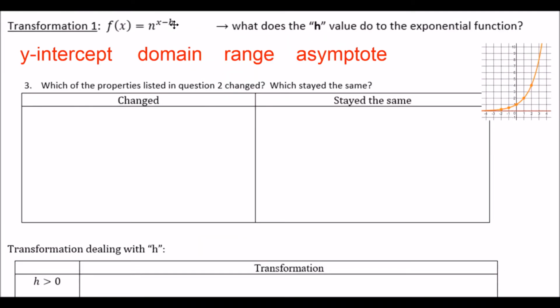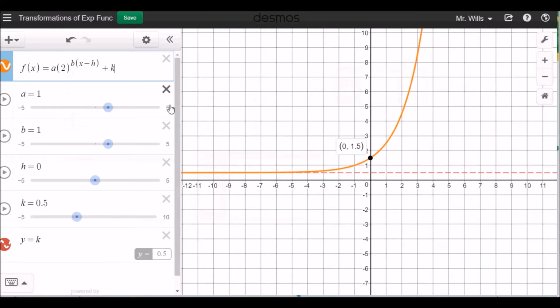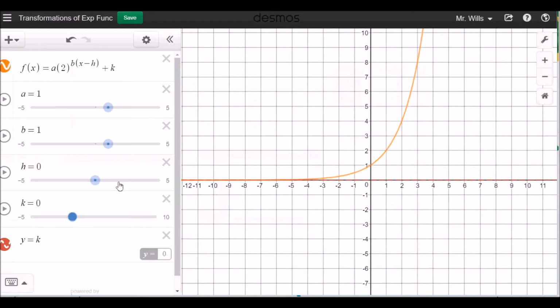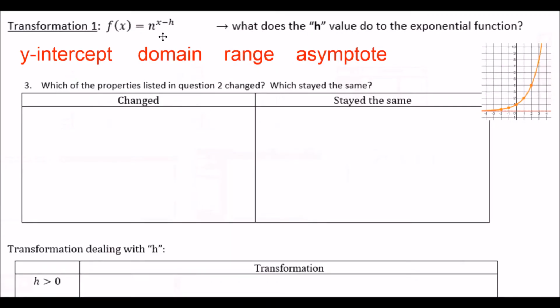Transformation of the h value. So again, I'm going to go back to here. I'm going to set my k back to 0. Let's go k back to 0. And now I'm going to see what my h value affects.